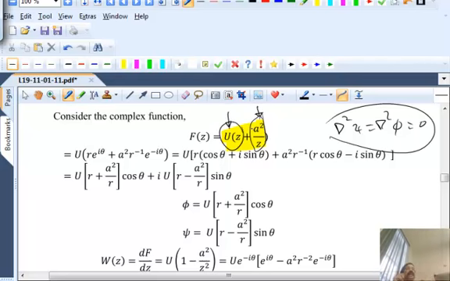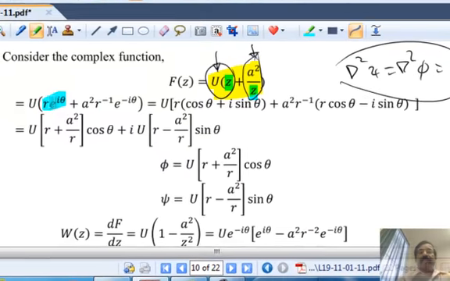Here u is a constant and a is a constant. What is the meaning for a? What is the meaning for u? We need to discover that after the analysis. The procedure is basically the same. Once again, we are going to use cylindrical coordinates. So wherever you have z, you substitute r e to the power i theta.